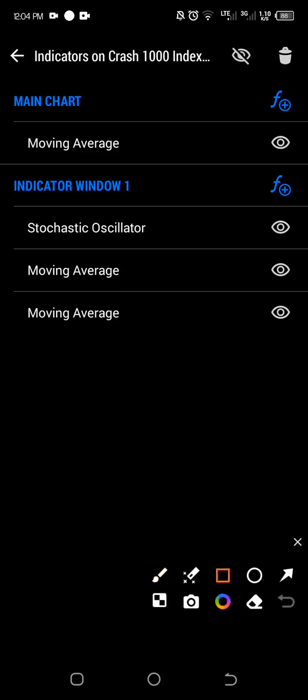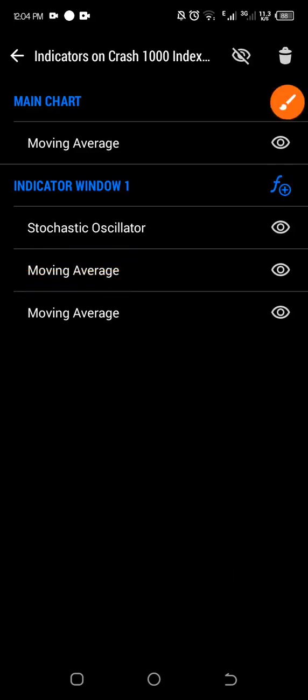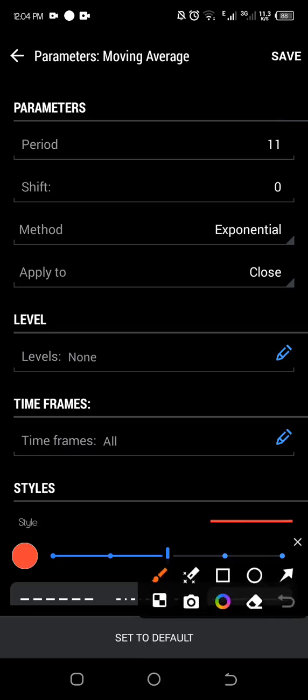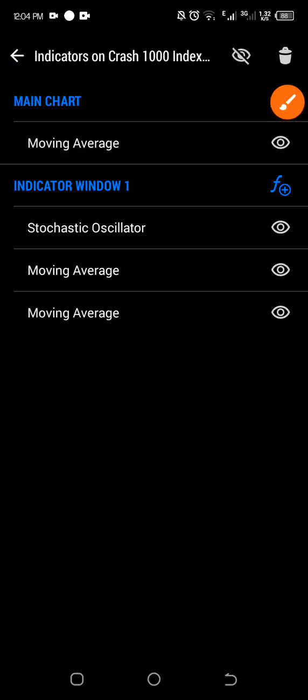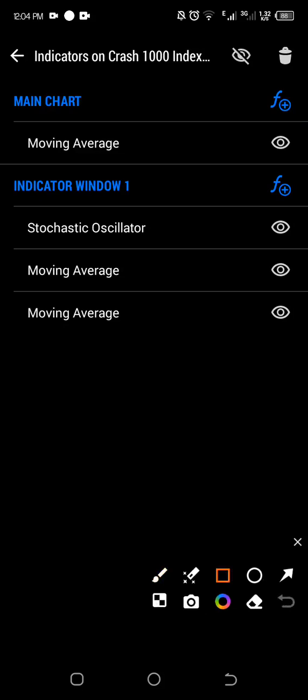Now once you add the stochastic oscillator, it's going to be on your indicator window 1. Now we want to add the moving average. At the top, you click on this F icon on your indicator window 1. You search for moving average, and these are the parameters. Now the period is 11, shift is 0, method is exponential, apply to close, and for the style, use any color of your choice and click on save. So that is the third indicator.